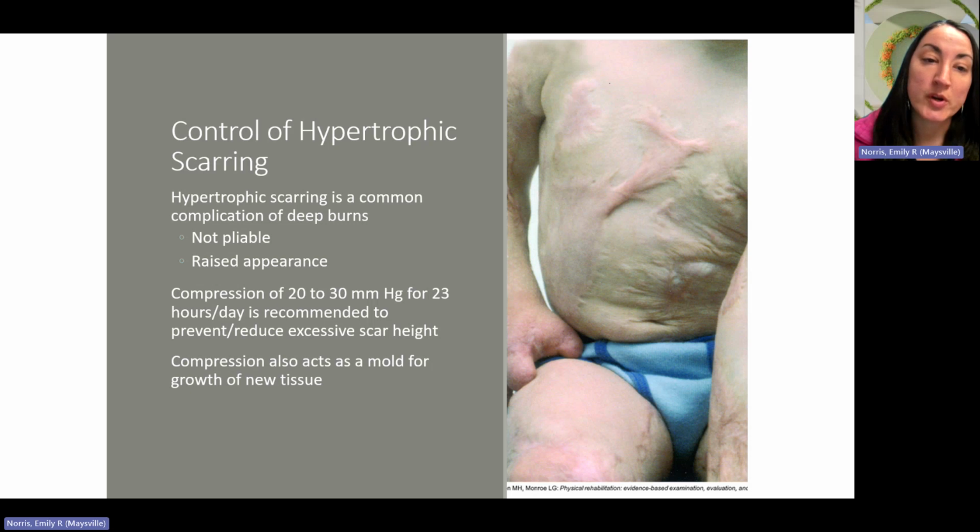And it's recommended to do 20 to 30 millimeters of mercury for 23 hours a day to reduce hypertrophic scarring. So a pressure sleeve, a compression sleeve would be key. That's really only removed for showering so that you are able to really improve the scarring. The sleeve also acts as a mold for new tissue growth, so it grows evenly and doesn't just combine and multiply in one place to create that scar.